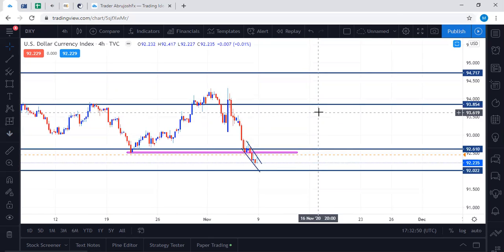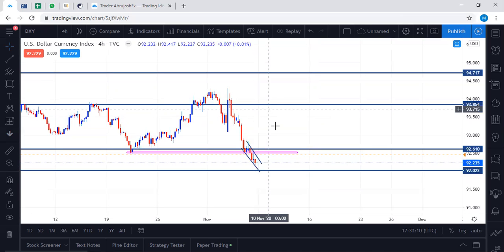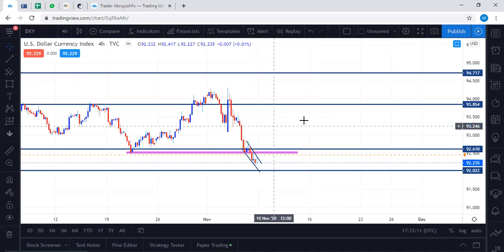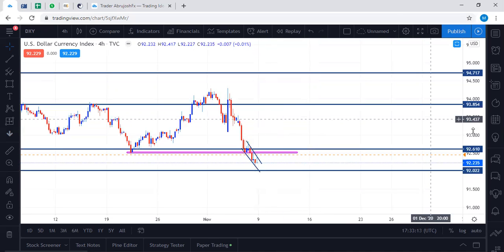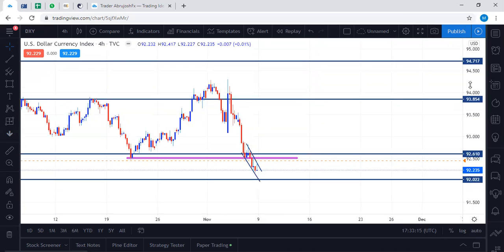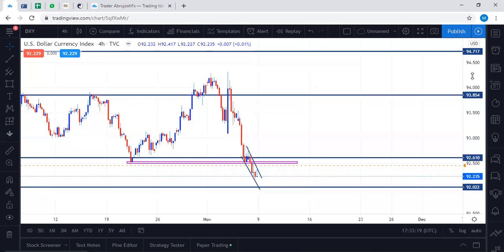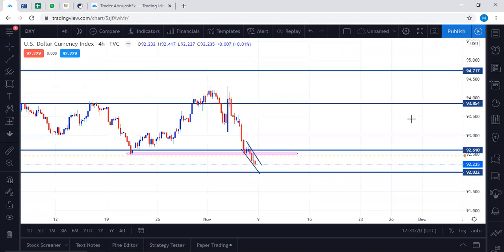Because all of the US dollar correlated pairs tend to have an opposite correlation with these pairs, which is a negative correlation. So when the DXY is buying, other USD correlated pairs tend to sell because this measures the strength of the US dollar against some other pairs, especially the Euro USD.